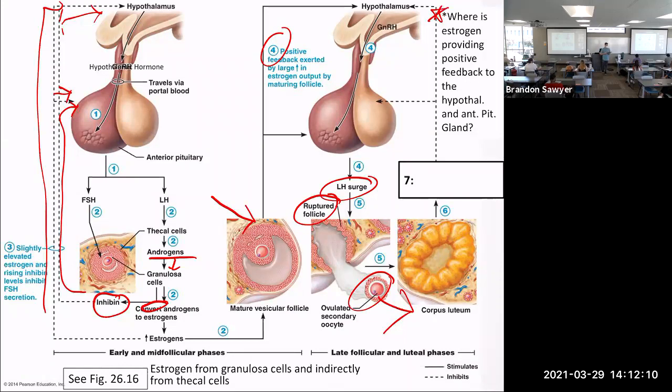Okay, questions on that? So now ovulation has happened. The next step here is the corpus luteum. The corpus luteum is what's left over of the follicle. Now we start seeing more progesterone release. We're still going to see estrogen release and inhibin release, but it's all coming from the corpus luteum, which is just the follicle without the egg in it.